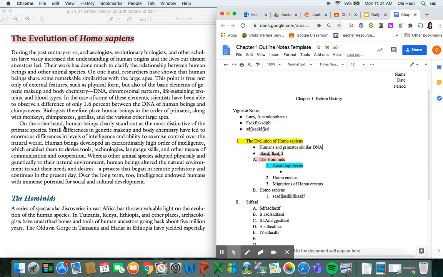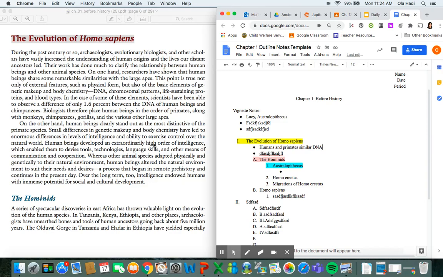On the other hand, remember we talked about on the one hand usually being followed up on the other hand, so I predict that this paragraph is going to tell us how we're different. So you want to predict while you read. On the other hand, human beings clearly stand out as the most distinctive or unique of the primate species. Small differences in genetic makeup and body chemistry have led to enormous differences in levels of intelligence and the ability to exercise control over the natural world. Okay, so it sounds like we are different, and we're mainly different in how intelligent we are.